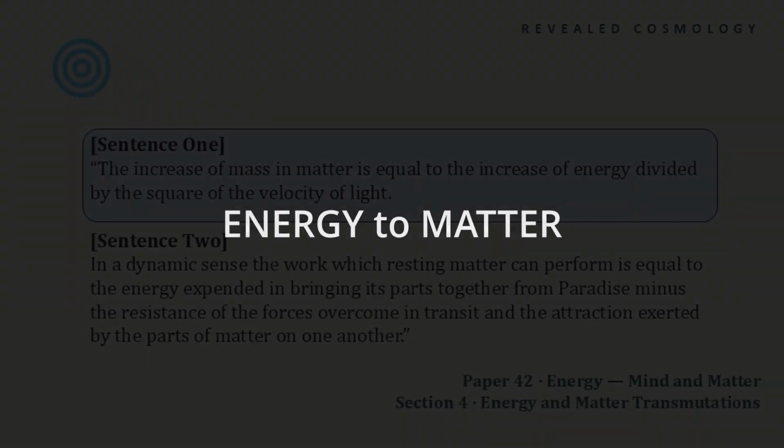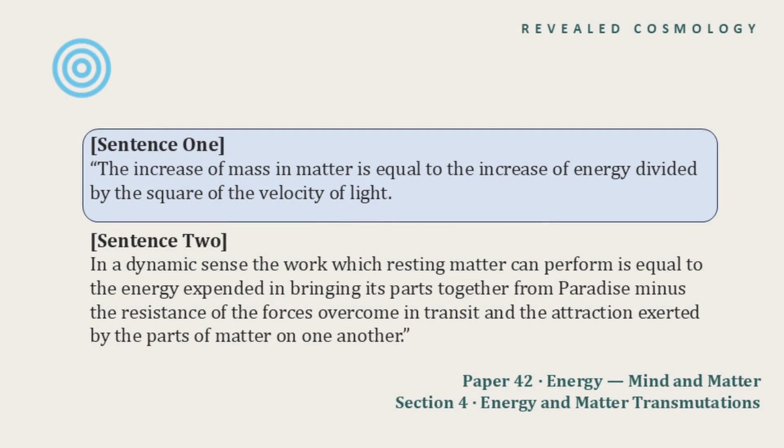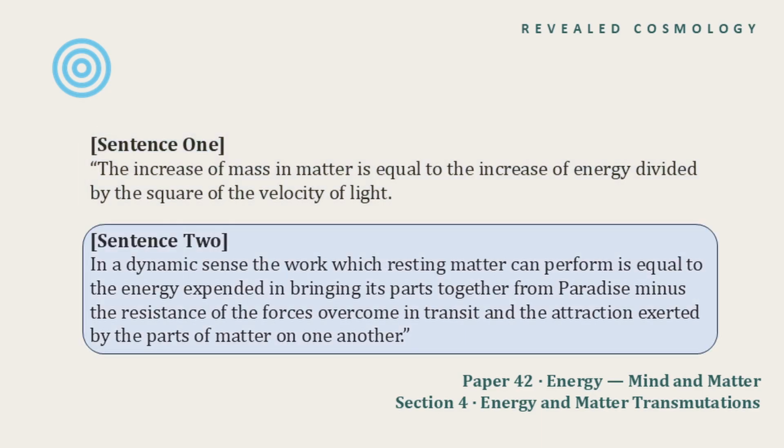Within Paper 42, at section 4, paragraph 11, the energy equation is given. The first sentence: the increase of mass in matter is equal to the increase of energy divided by the square of the velocity of light. The second sentence: in a dynamic sense, the work which resting matter can perform is equal to the energy expended in bringing its parts together from Paradise, minus the resistance of the forces overcome in transit and the attraction exerted by the parts of matter on one another.